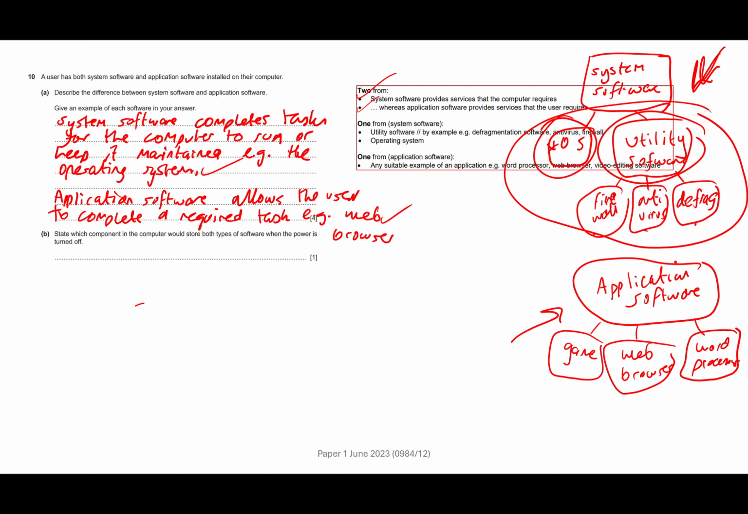Right, okay. Part B. State which component in the computer would store both types of software when it's turned off. So whilst it's running, this stuff is in the RAM, so system software and application software is in the RAM while it's running. When the computer is switched off, for it to still be on your computer, it would need to be in secondary storage. Secondary storage, and I'm going to say e.g. solid state drive or hard disk drive. So if we have a look here, there's the mark scheme, secondary storage, and they've also got you could just put hard disk drive or solid state drive.